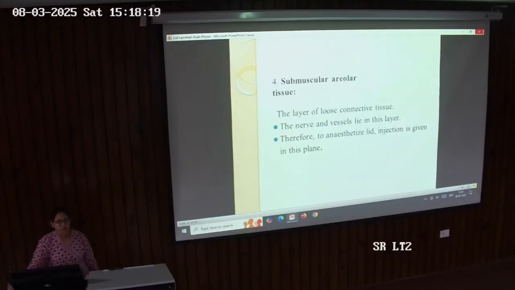Now fourth layer is the submuscular areolar tissue, which is a loose connective tissue. The nerves and vessels lie in this layer. So to anesthetize the lid, injection is given in this layer.